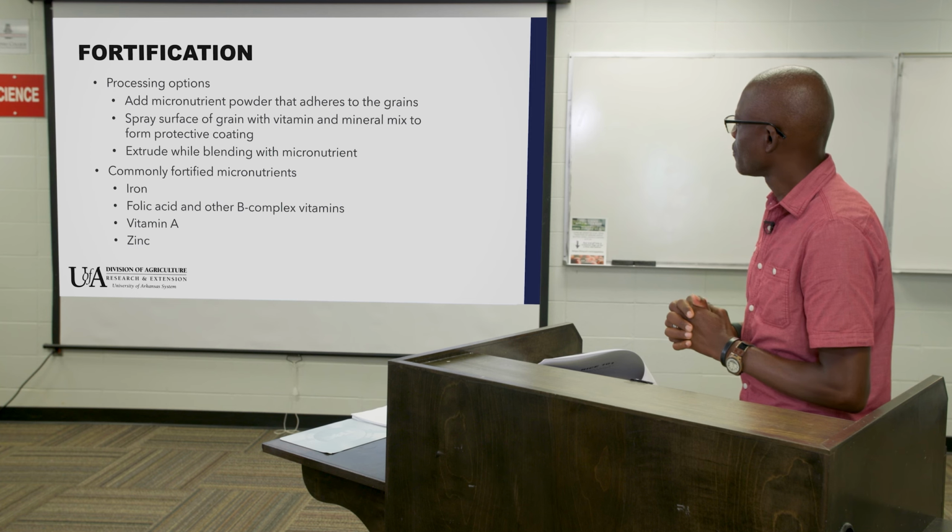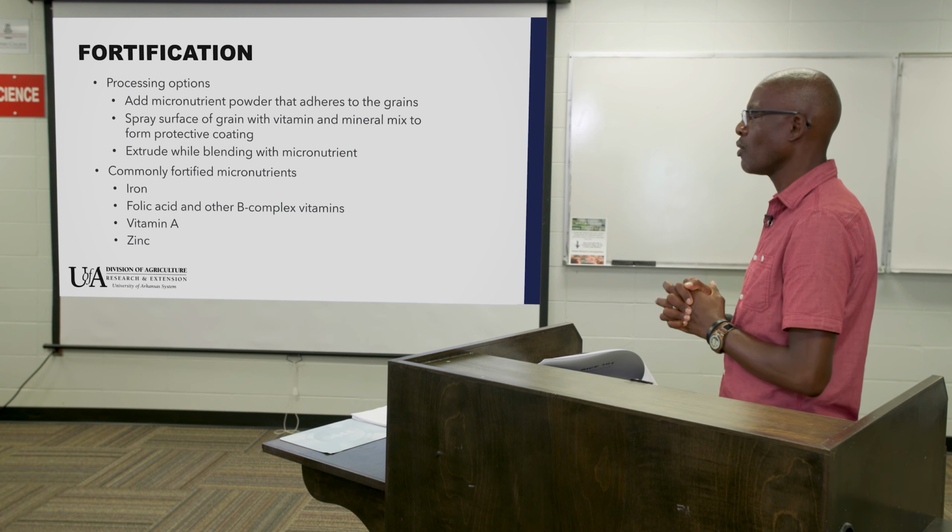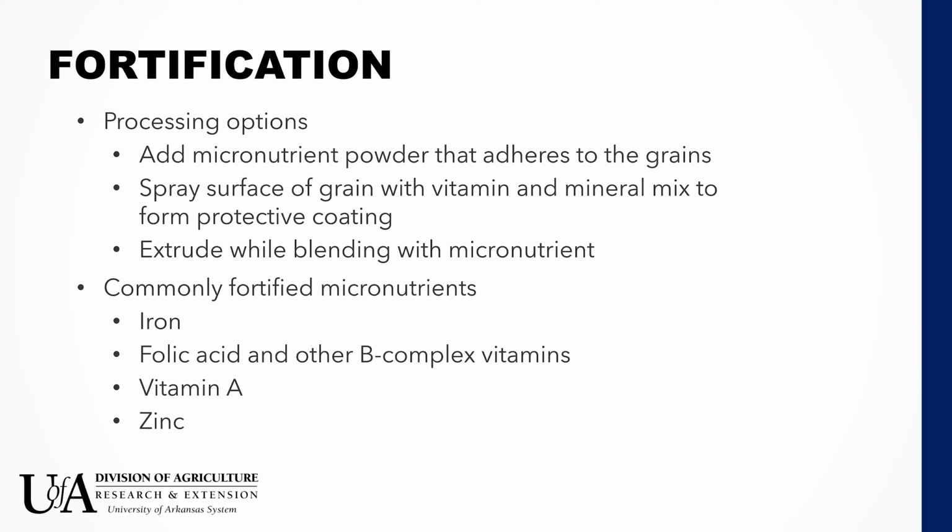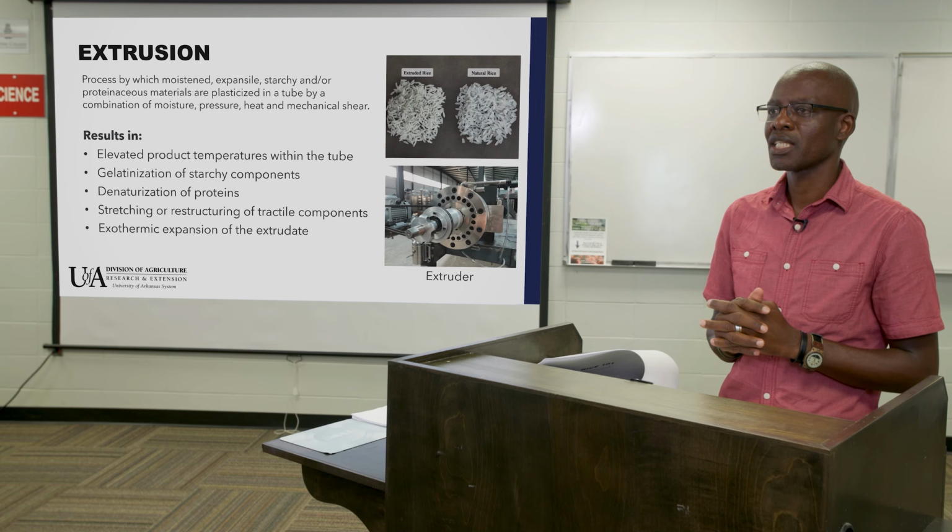Now, there are various processing options for fortifications. Number one, we can add micronutrient powder that adheres to the grain surface. Or we can spray the surface of the grain with the vitamin that we need, or the mineral mix that we need. And that mineral mix or the vitamin would form a protective coating on that surface. On the other hand, we can also do an extrusion process where we would blend our micronutrients with the rice, and then do an extrusion process and get a fortified end product. Now, the commonly fortified micronutrients include things like iron, folic acid, and other B-complex vitamins, vitamin A, as well as zinc.